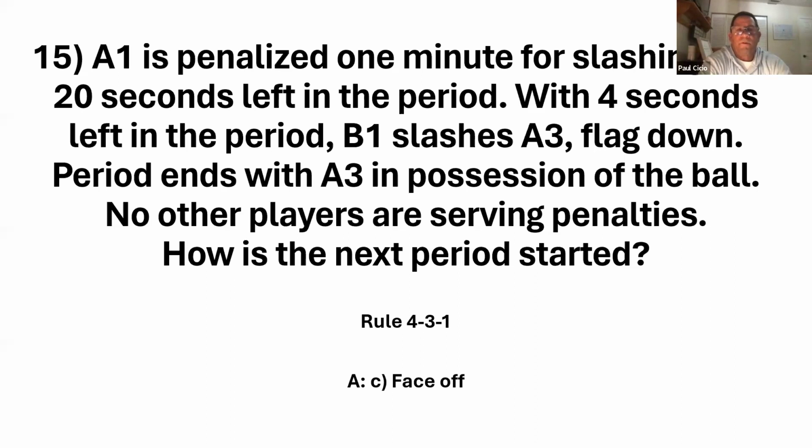Because the second flag down created an even situation. Whenever there's an even situation, you're always going to face off. If it's uneven, then you'll figure out who gets possession. But here it created an even situation. Each team had one player in the box. So that's why that is a face-off.